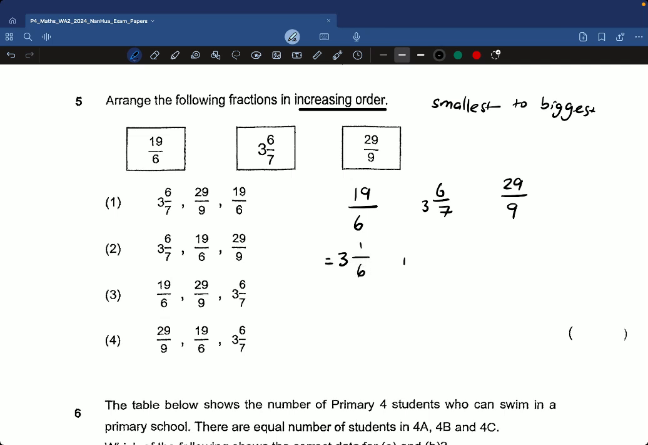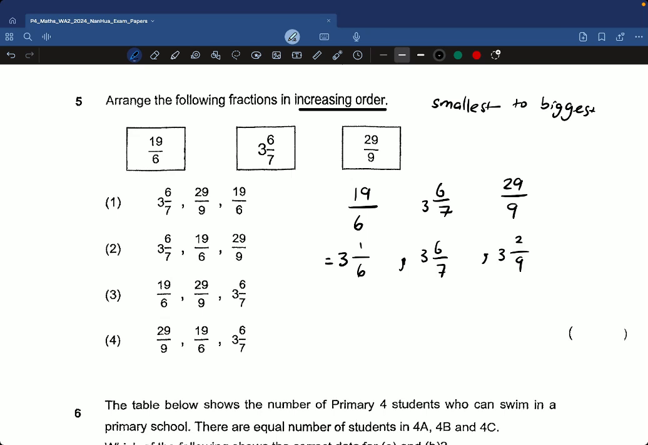Then this is already a mixed number: 3 and 6 out of 7. And then lastly, 29 out of 9. The closest multiple is 27, so 3 times 9. So 3 whole number, then this is 2 out of 9.